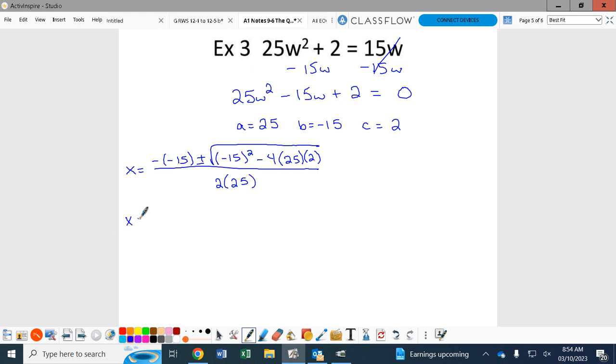Then we start working it out. The opposite of negative 15 is 15, plus or minus. Now, you may need a calculator. Some of y'all might not remember, but it's on your list of perfect squares. 225. Nice. Negative 15 times negative 15 is 225. Now this part you might need a calculator for because you got to make sure your signs are right. Get this part correct, guys. Negative 4 times 25 times 2. Negative 200. Perfect. 200, not 2,000. All over 50.